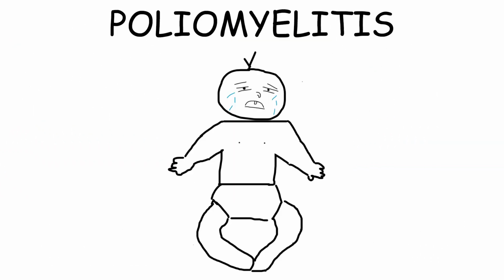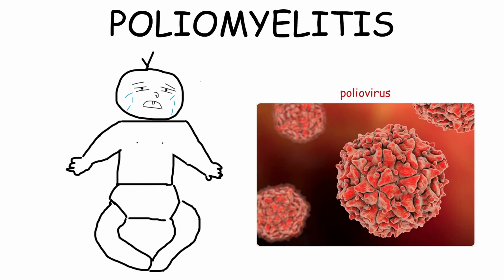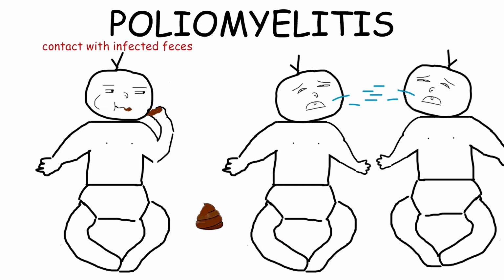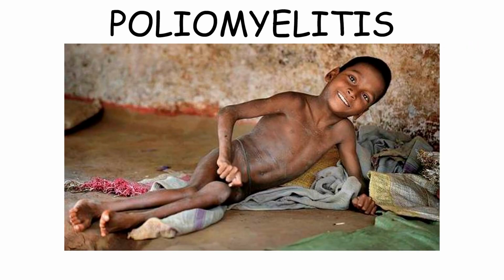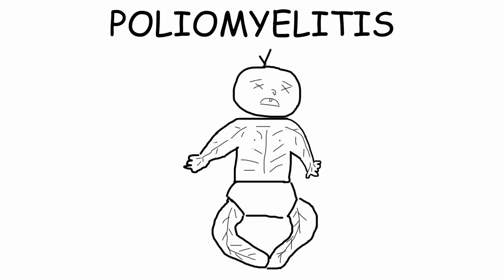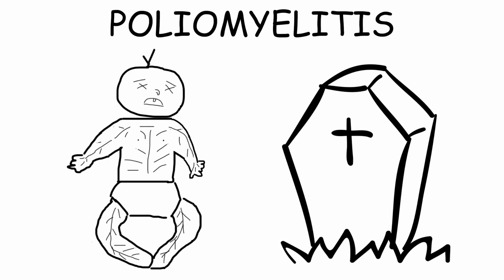Poliomyelitis, also known as infantile paralysis, is an infectious disease caused by the poliovirus. This virus is transmitted through contact with infected feces, as well as through droplets spread by airborne transmission. Most cases of poliomyelitis present without symptoms or with mild flu-like manifestations. However, in some cases, the virus attacks the nervous system, causing paralysis and sometimes even death.